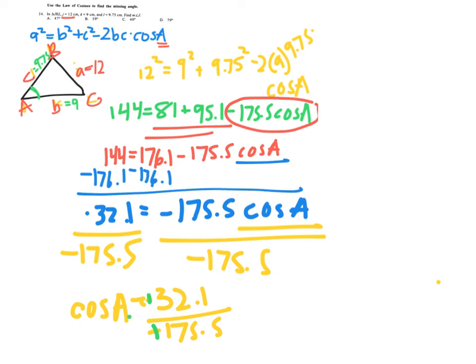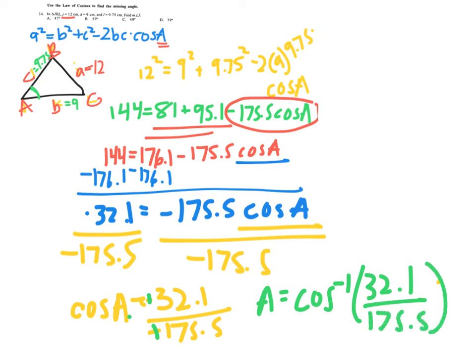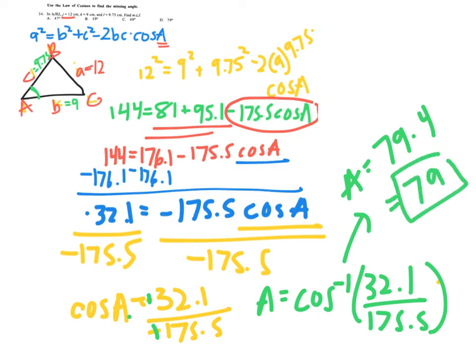We're trying to undo our cosine, so we're going to do A equals cos negative 1 of 32.1 divided by 175.5. And then you're going to type in your calculator. So we have 32.1 divided by 175.5. I already typed in my inverse cosine. When I do that, I get A equals 79.4. We're going to round to the nearest degree, so we just want 79, which looks like it is answer D. Way up there, all teeny tiny because I zoomed out. But that is your law of cosines.